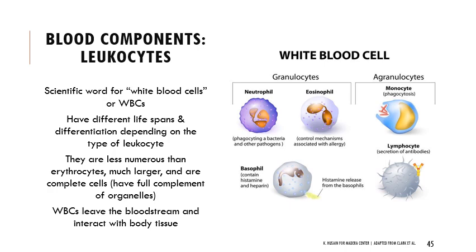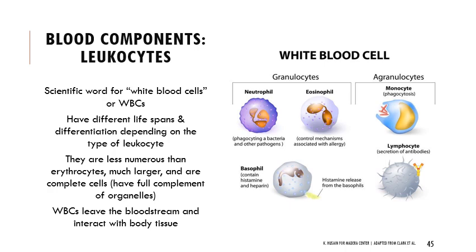There's less of them in our blood than erythrocytes, but they're much larger. They're fully formed cells. They're complete. They have all those organelles like nucleus, endoplasmic reticulum, mitochondria, and some of them can actually leave the bloodstream and interact with body tissue to help with pathogen defense.